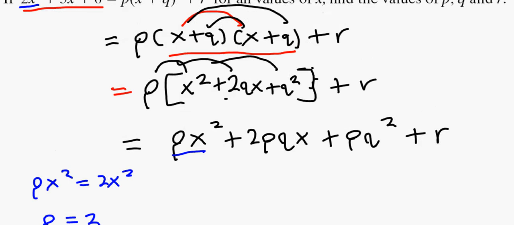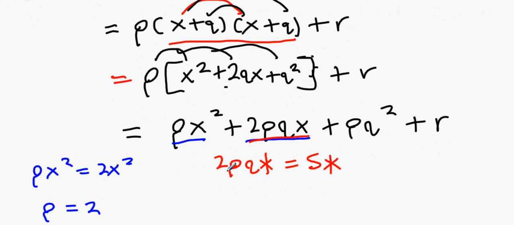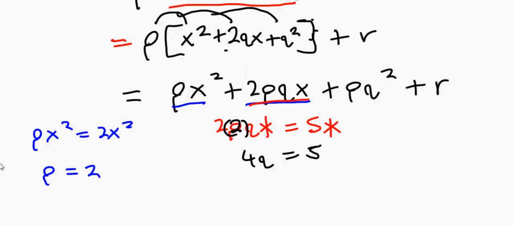The next one is the terms that have x in them. So what you're going to see here is 2pqx. I'll underline these in red. So 2pqx is equal to 5x. The x's can cancel on both sides. And what we know about p is that p equals 2. So p is 2. 2 times 2 is 4. So you're going to have 4q equals 5. Therefore q equals 5 over 4.